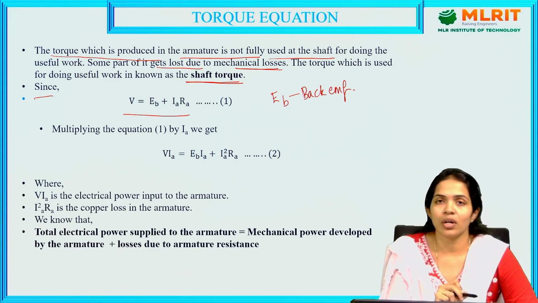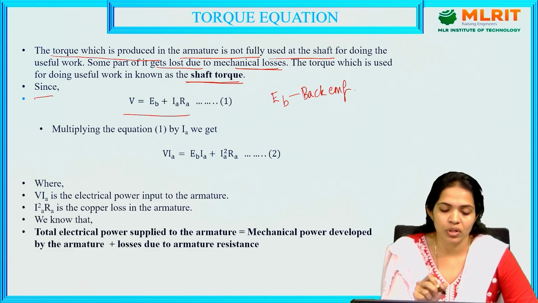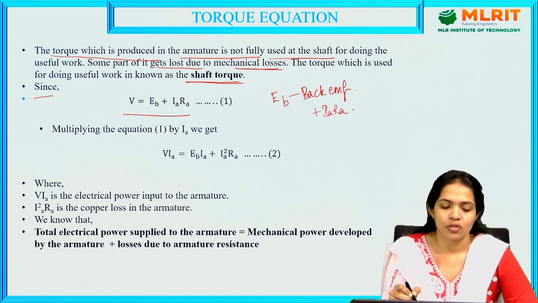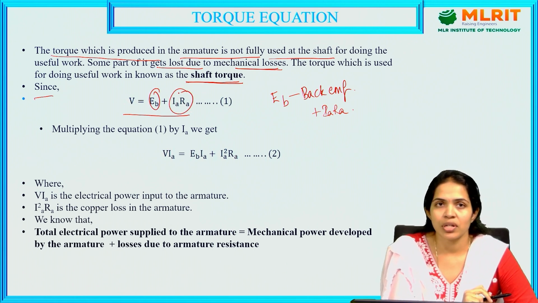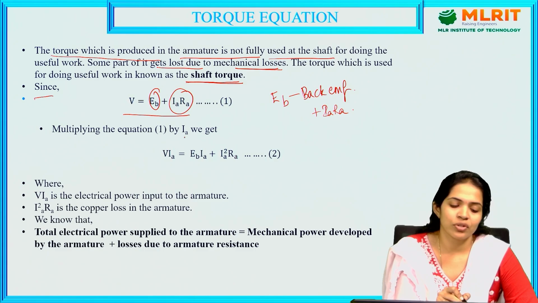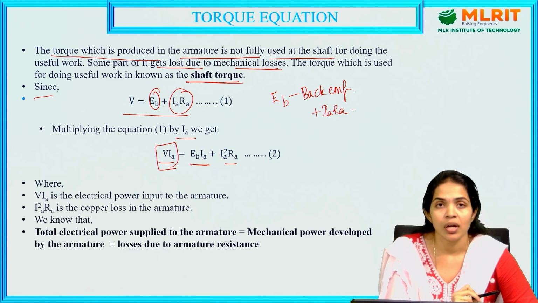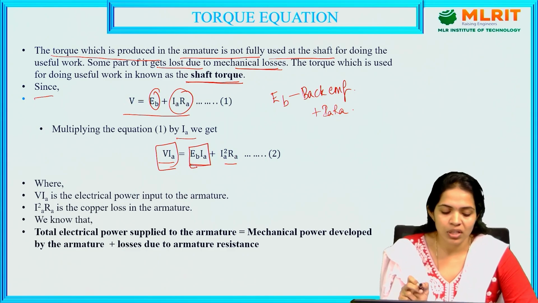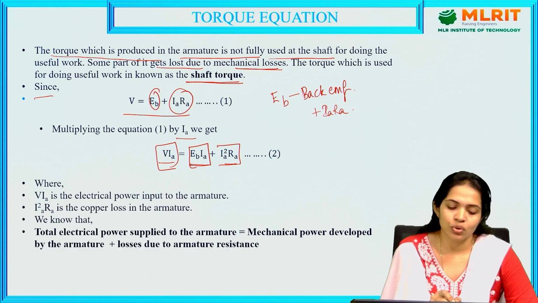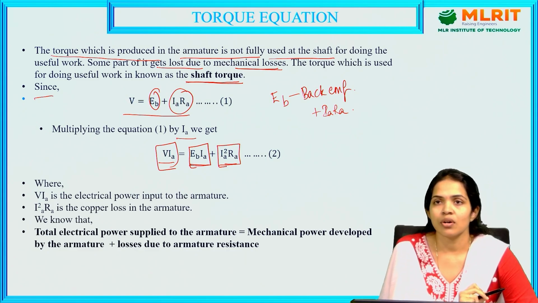the back EMF, which is equal and opposite to the applied voltage across the motor, plus the drop in the armature conductors. So this is the back EMF and this is the drop across the armature conductors. Multiplying this equation by Ia, we get the power equation. This is the electrical input given to the motor, this is the mechanical power developed in the motor, and this is the loss due to the armature resistance or the armature windings in the rotor.